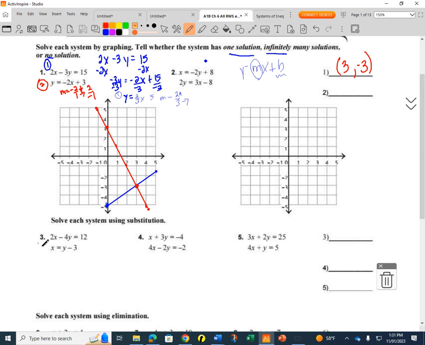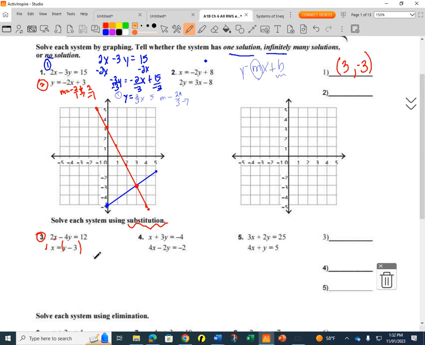All right, number 3. Solve each equation using substitution. Substitution means we need to solve one of these equations for either x or y, one of the variables. In this case, this one's already solved for x, so we're going to use that to substitute. This says that everywhere there's an x, we can substitute y minus 3. So here in this other equation, everywhere there's an x, instead we could write y minus 3.